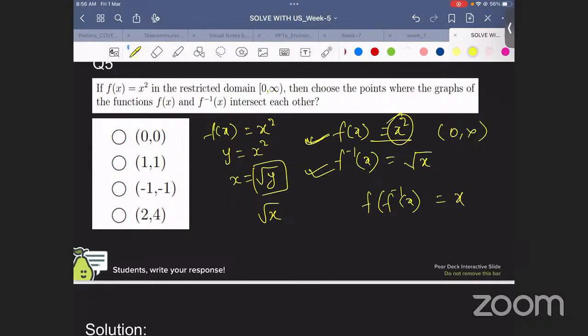Sir, I did not understand why f inverse of x is equal to root of x. Why is f inverse of x equal to root of x?